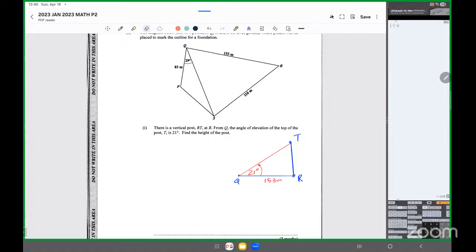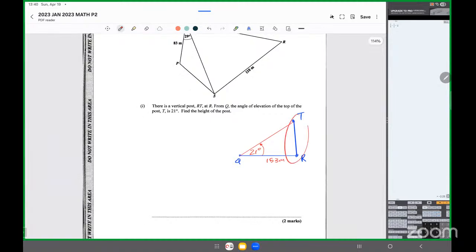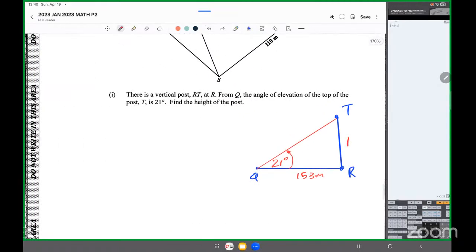So that is the diagram. So to pull it out. All right? It says we must calculate the height of the post. That's what they want. Let's call it H. So it's asking us to find this H over here. The height of the post, H.